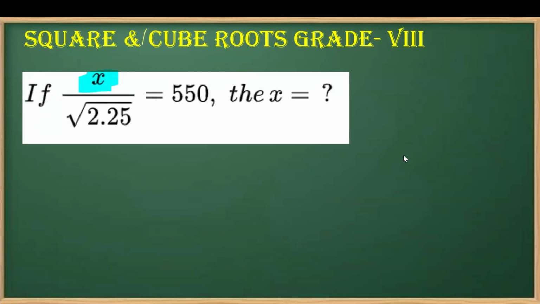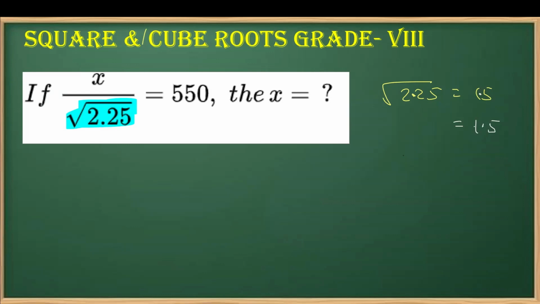In the next question, it says if x over under root 2.25 is equal to 550, then find the value of x. So what we are going to do in the first go is to find the square root of this. We should know that the square root of 225 is 15. But then we have here a decimal place. For every two decimal places, we'll have one decimal place, right? So therefore we can say it is 1.5.